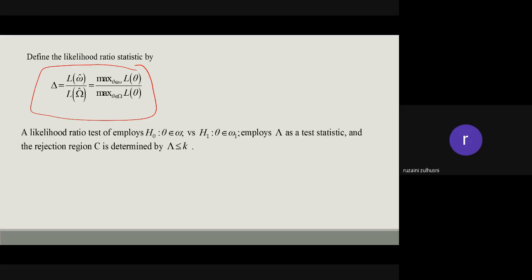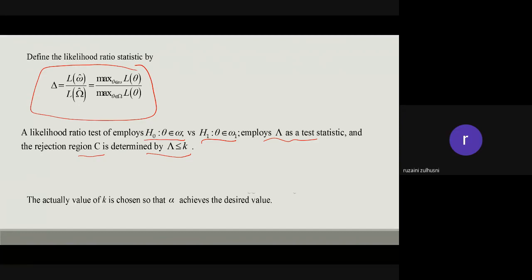Okay, so a likelihood ratio test employs your null hypothesis against your alternative. This one is your test statistic, and we will determine the rejection region C: the likelihood ratio is less than or equals to some value of K. It has the same approach. Anything must be less than or equals to K. Okay, you take the likelihood ratio and then set it less than or equals to K.